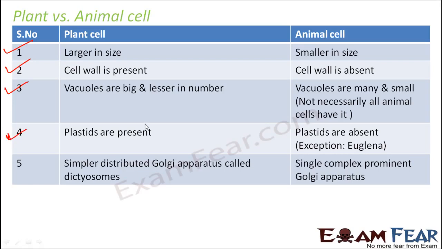Plastids are again present only in plant cells because they impart color. They contain pigments which impart color to the plant parts, and they are completely absent in animal cells. However, there is one exception to this, which is euglena. Euglena is the only animal cell which has plastids. Golgi apparatus is present in both plant and animal cells, but they are distributed in the form of small particles in plant cells and often termed as dictyosomes. Whereas in animal cells, they are one single structure which looks quite complex and prominent, and they are termed as Golgi apparatus. Sometimes they are also called Golgi bodies.